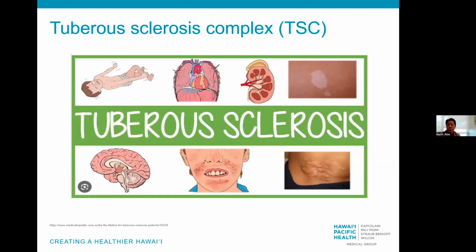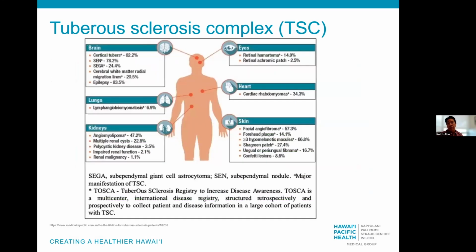So starting with tuberous sclerosis. Again, you're going to see a lot of repetition, but I think sometimes that just helps make us aware of all the things that could be related. While we're talking about neurocutaneous, we know that it's multi-organ system. So besides the skin and the brain, the heart and kidneys and lungs are also concerns for us. The spectrum of manifestations again differs for different patients.